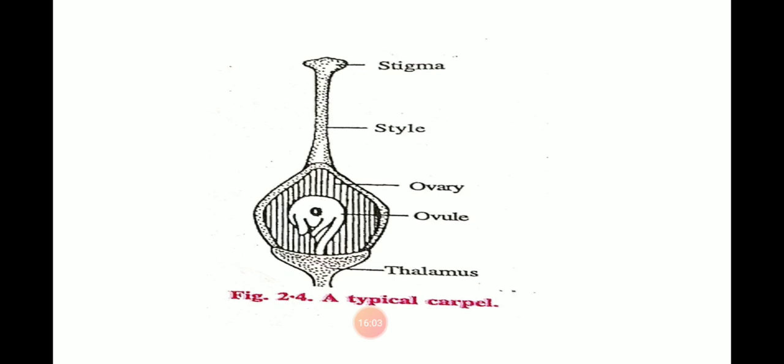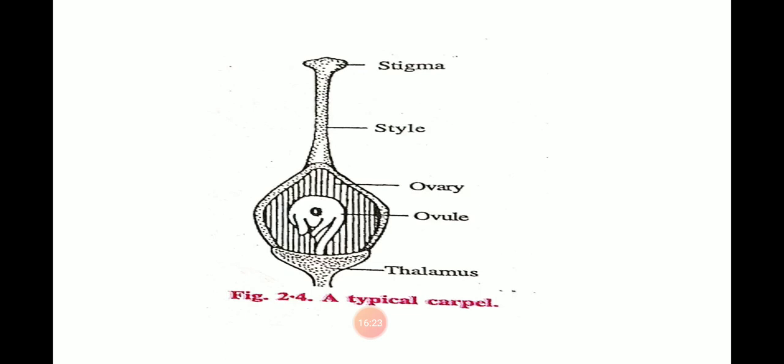Ovule is the structure which is also known as megaspore. Thus, the complete structure of ovary can also be known as megasporangium, and the carpel can be regarded as megasporophyll, a modified megasporophyll.